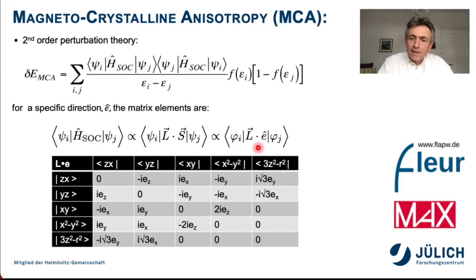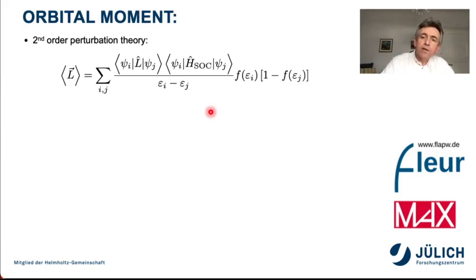And you can derive, let's say for d orbitals, which orbitals can be coupled by spin orbit coupling for certain directions of the magnetization. So if you have, for example, an xy orbital, it can couple to an x square minus y square orbital if the magnetization points in that direction. And this gives you then a directional dependence of the total energy. And the same is true for the orbital moment. Also, the orbital moment depends on the direction of the magnetization. It can also be obtained in second order perturbation theory in a very similar form, as you can see here.